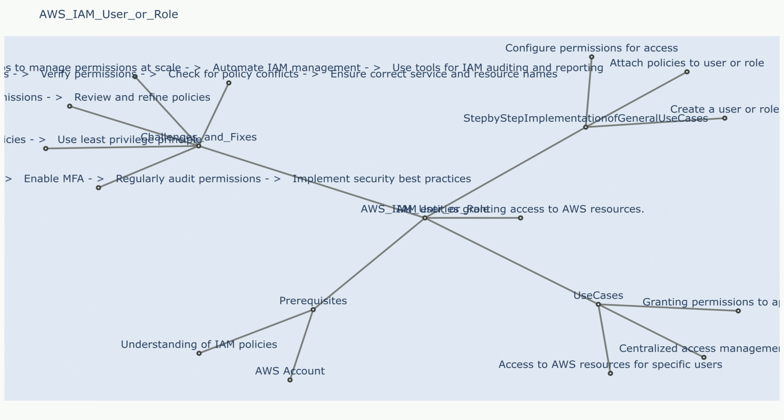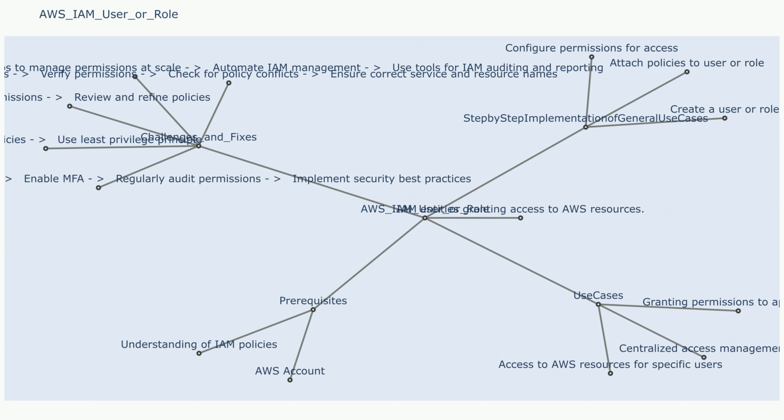Incorrect permissions: if users or roles have incorrect permissions, they may not be able to access the resources they need. Review and refine policies. Regularly review your IAM policies to make sure they are still appropriate. If you find that users or roles have too much or too little access, adjust their policies accordingly.